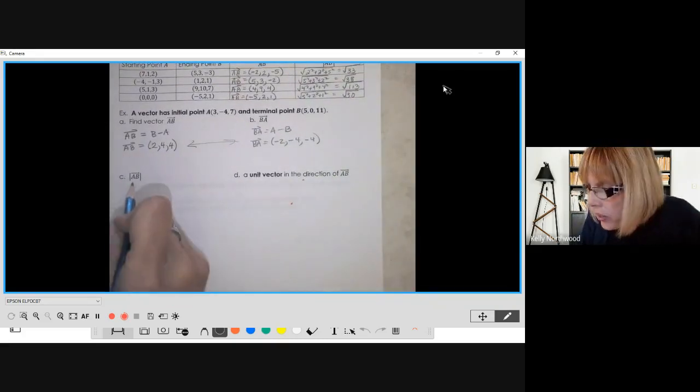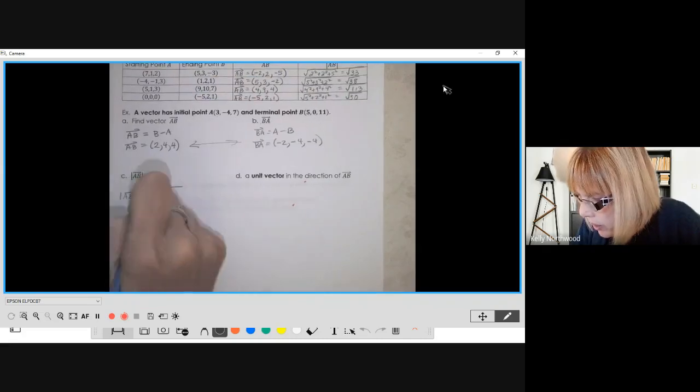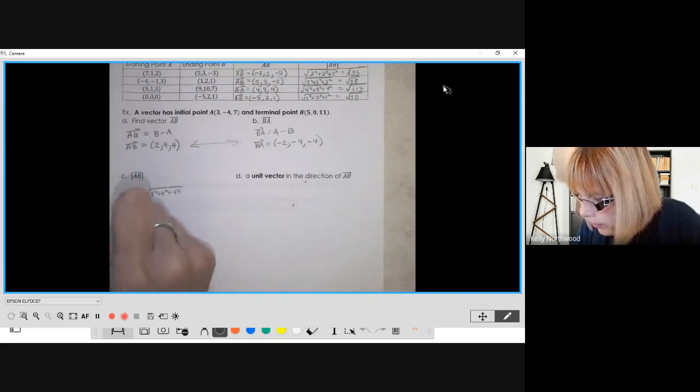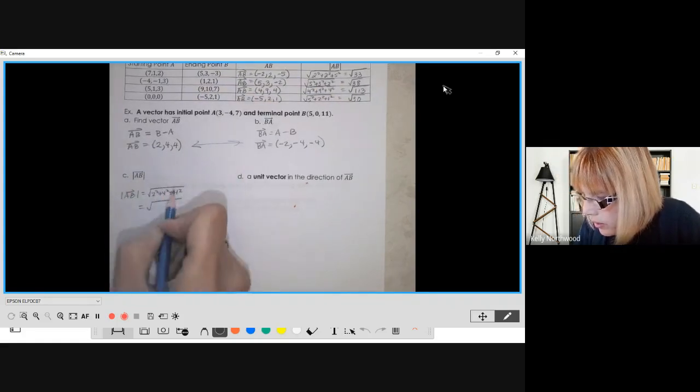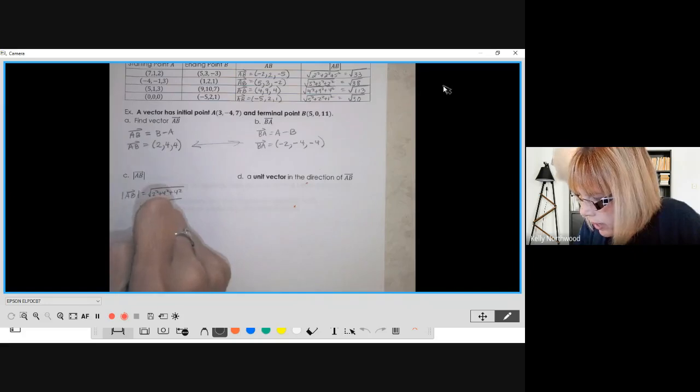Now they want the magnitude of vector AB. So the magnitude of vector AB is going to be the square root of 2 squared plus 4 squared plus 4 squared. So that's going to be the square root of 38.